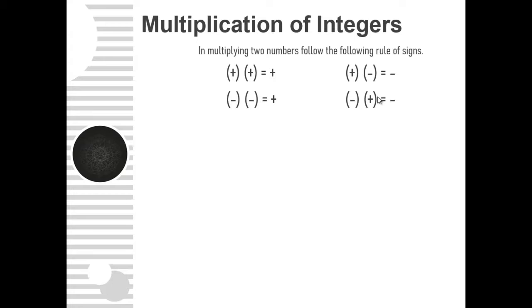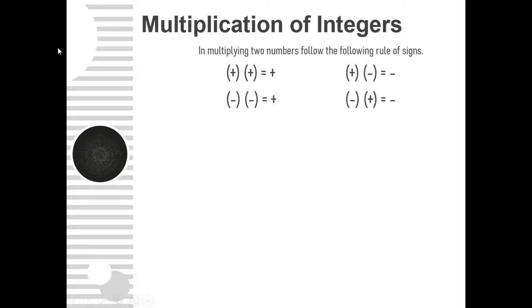Okay? So, we multiply integers. You have to remember, you have to follow the rules of signs. When we multiply, we do not use x anymore, because after this lesson we will go to polynomials, and we will be using x a lot. Okay, x, y, and z, and all the other letters of the alphabet.